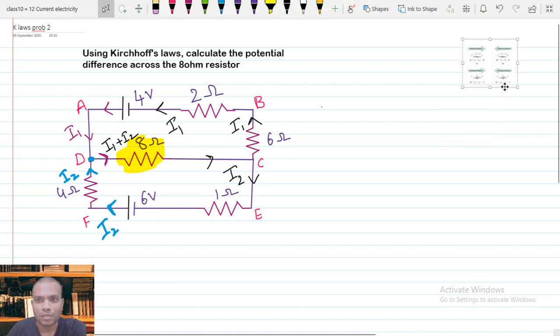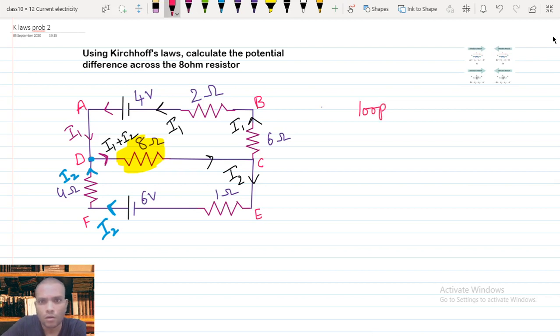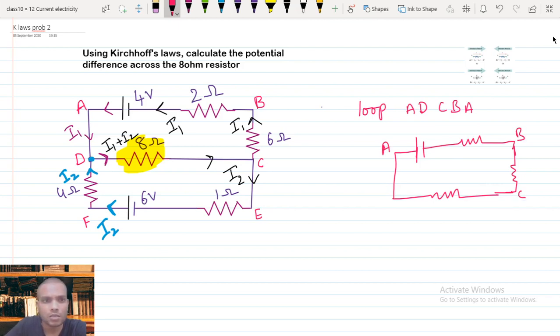So this looks somewhat messy. I would like to draw each loop separately since we need to apply the loop rule. So let me draw loop A, D, C, B, A. If I draw the loop separately, this is the cell, and after that I have an 8 ohm resistance, and after that a 6 ohm resistor. This is a 2 ohm resistance. So this is A, B, C, D.